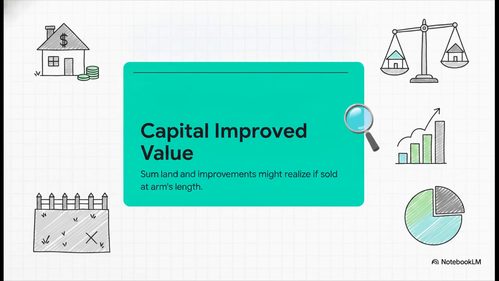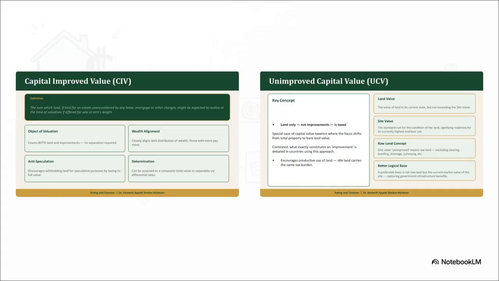By definition, CIV is the sum the land and its improvements might realize if offered for sale at arm's length. What makes CIV so incredibly popular is that it aligns really closely with the total distribution of wealth. Those with more valuable total assets end up paying more. It also heavily discourages landowners from just hoarding empty land for speculative purposes because the full value of the property is being taxed.